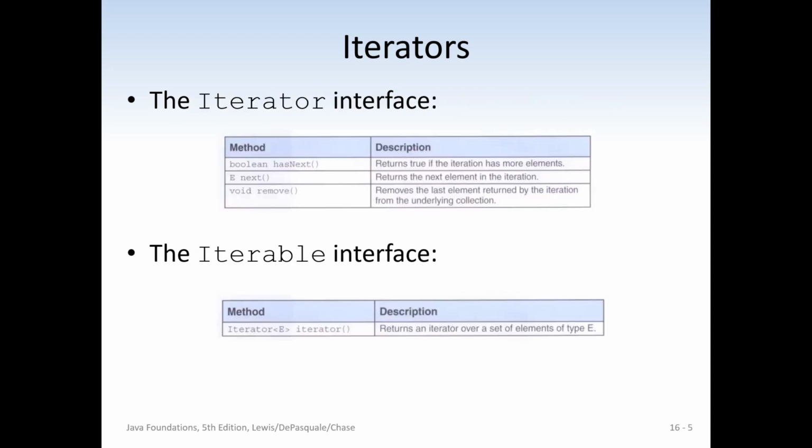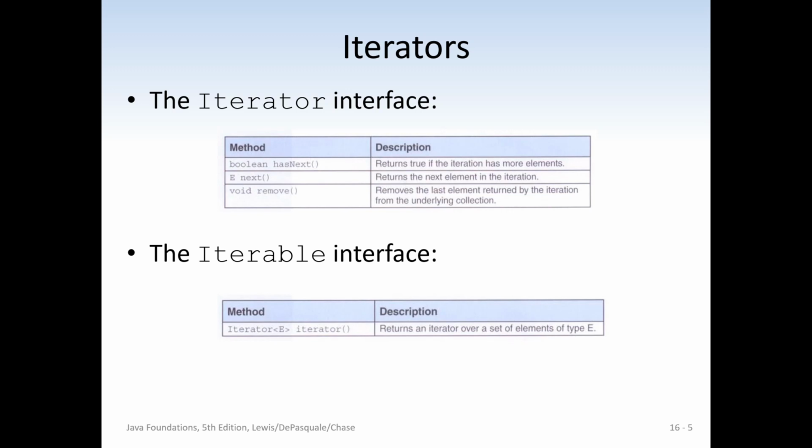So we'll look at these interfaces. They're pretty simple. We have the Iterator interface, which has three methods. One is hasNext, which is a boolean that returns whether there is another element in the collection. There's also the next function, which returns the next element in the iteration.